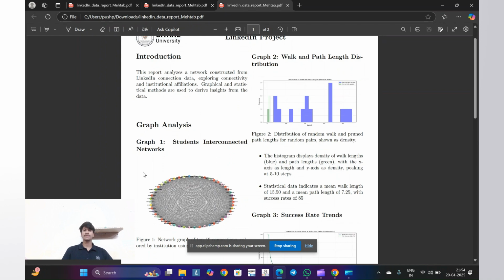In the third graph, we are talking about the success rate trends. This line plot tracks the cumulative success rate of walk and path over 1,000 trials, smoothed with a 50-trial moving average. The blue line for the walk stabilized at 85%, while the green line for the path settled at 75%. By trial 500, the median success rate reached 88% for the walk and 72% for the path, showing consistent connectivity. However, occasional failures suggest some nodes are isolated, perhaps due to unknown data issues.